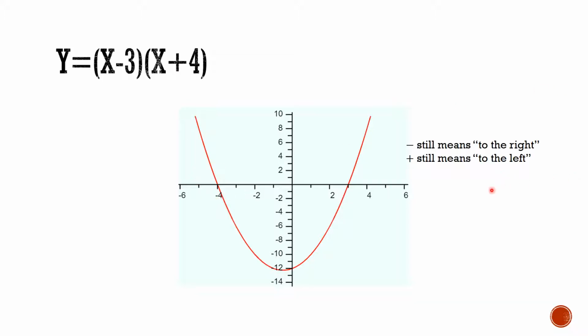So back to chapter 8, we remember that minus means to the right. If I have x minus 3, that means I go to the right 3 and put that point there. Plus means to the left, so go to the left 4, put that there, then draw your parabola. It's the opposite, but we've seen that so much in chapter 8 that it shouldn't throw you off too much.